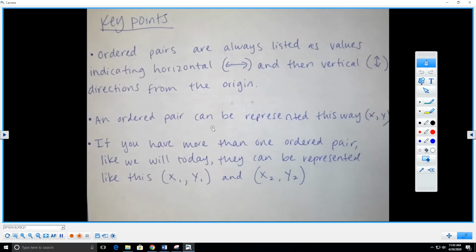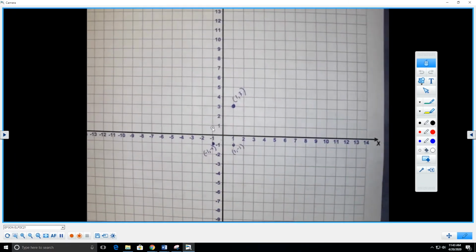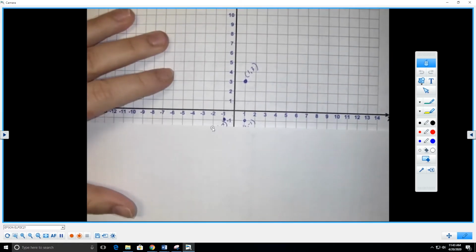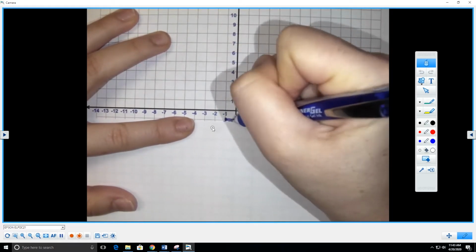So those are our key points today. Are you guys feeling warmed up? Great. Let's start on today's lesson. So let's look back at the 3 points that we graphed on the coordinate plane. If we connect the dots, we can create a right triangle like this. So I'm going to use the edge of a paper so my line is somewhat straight.